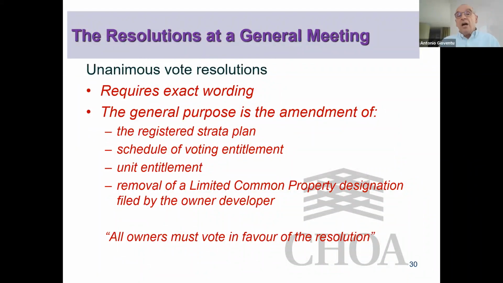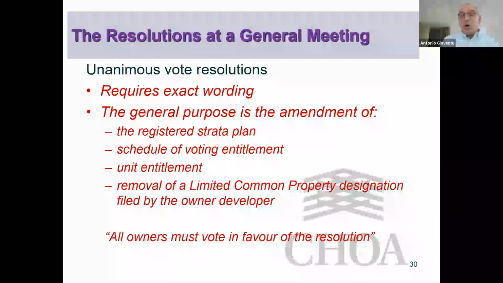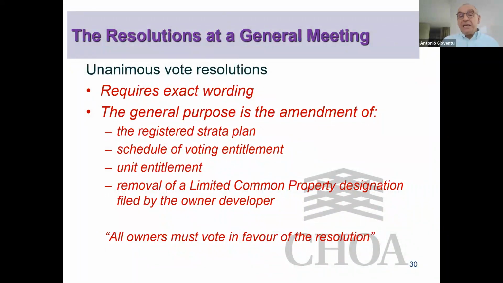So it's not a unanimous vote, for example, to amend the schedule of unit entitlement. We frequently come across strata corporations who try to amend the schedule of unit entitlement, how we calculate our strata fees, within our bylaws. These are not bylaw items. These are unanimous votes. And a unanimous vote means all owners must vote in favor of the resolution. If anybody doesn't attend, they don't vote, it's a defeated resolution. So you require the exact wording. You require a very specific resolution.